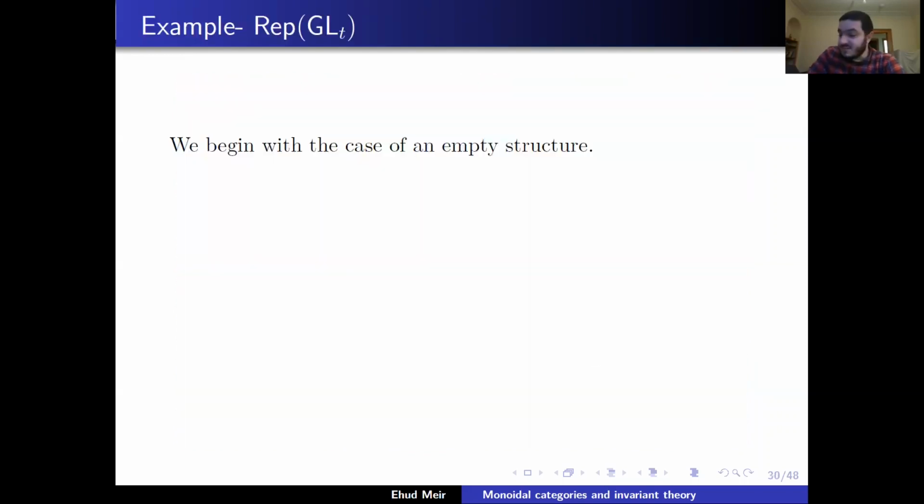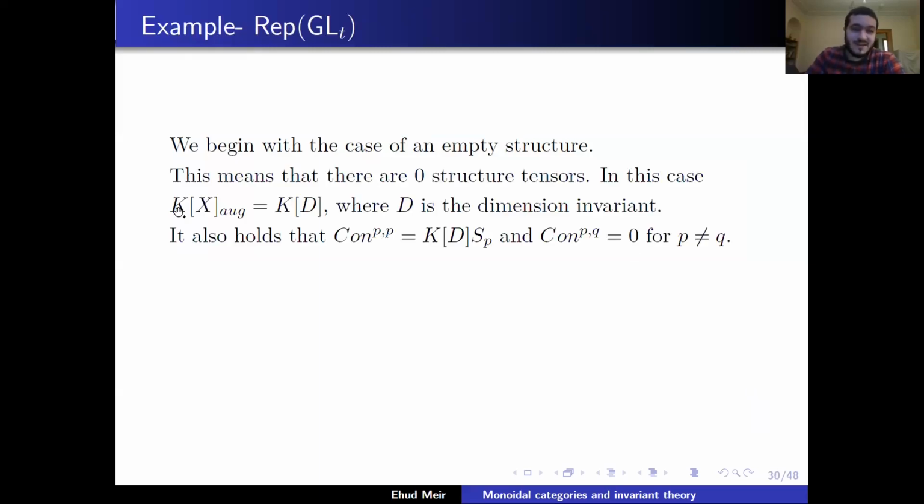So let's start with seeing some examples, and this hopefully will make things a bit clearer about what things we can learn from this. Let's start just with the case of an empty structure, so no structure tensors at all. In this case, the algebra of invariants is just the polynomial algebra in one variable, which is the dimension invariant. And all that we have in the constructible morphisms is either K[S_P], the group algebra of the symmetric group on P elements, and Con(P,Q) is 0 when P is not equal to Q. Okay, so we can write Chi_T for the character given by Chi_T of the circle D equal to T.